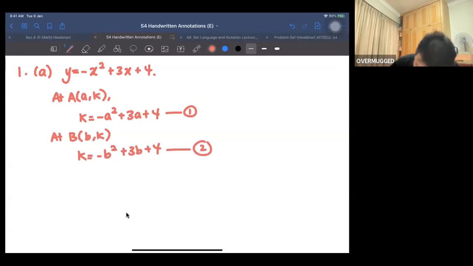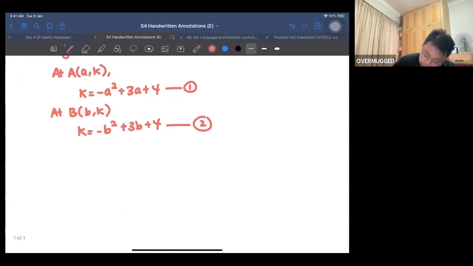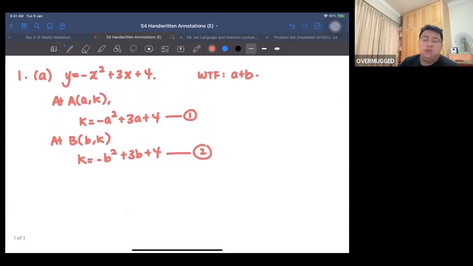Now, what is my objective? Want to find A plus B. Just take note, the WTF there is not what you are thinking. It is "want to find". And another one that I use is "want to show". Okay, so my objective is to get A plus B. So I need to fish out A plus B from these two sets of equations.